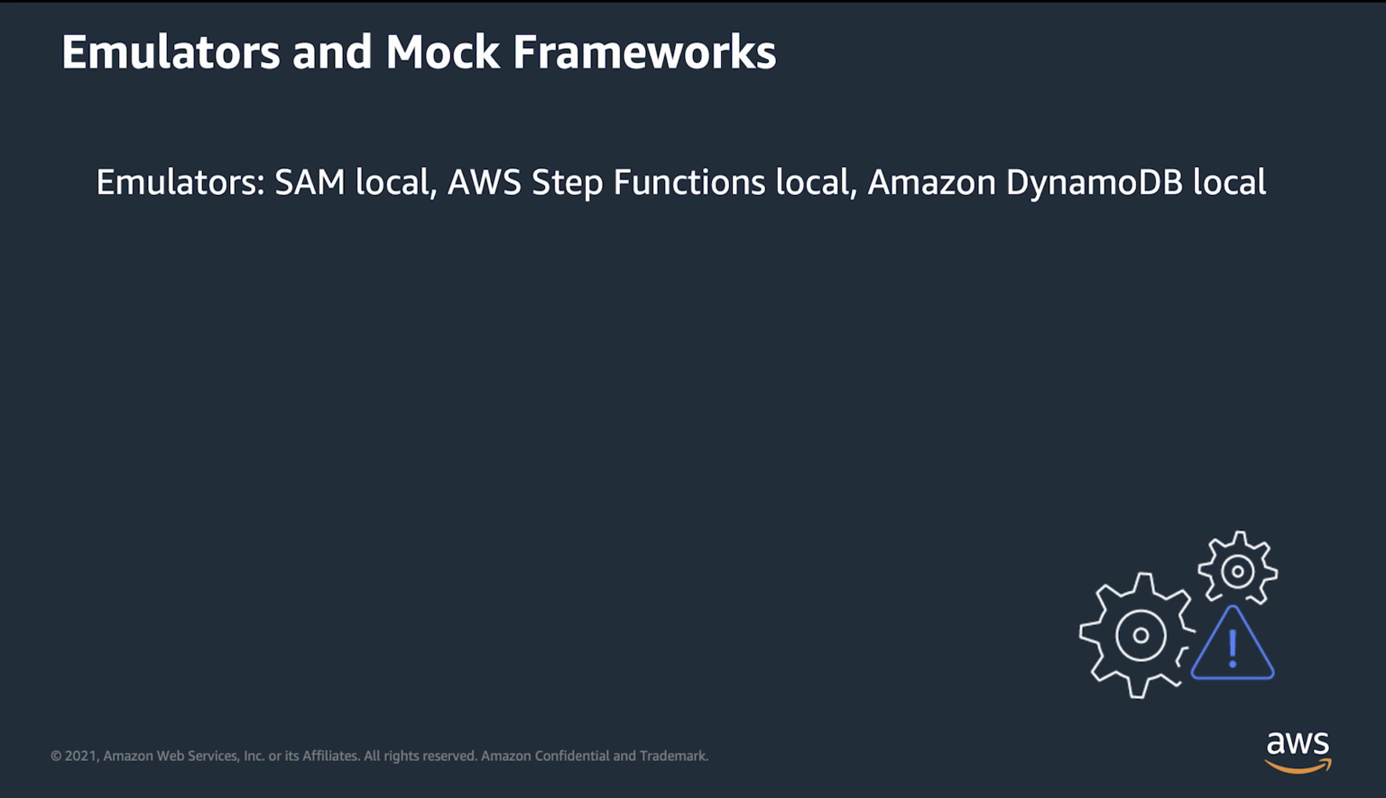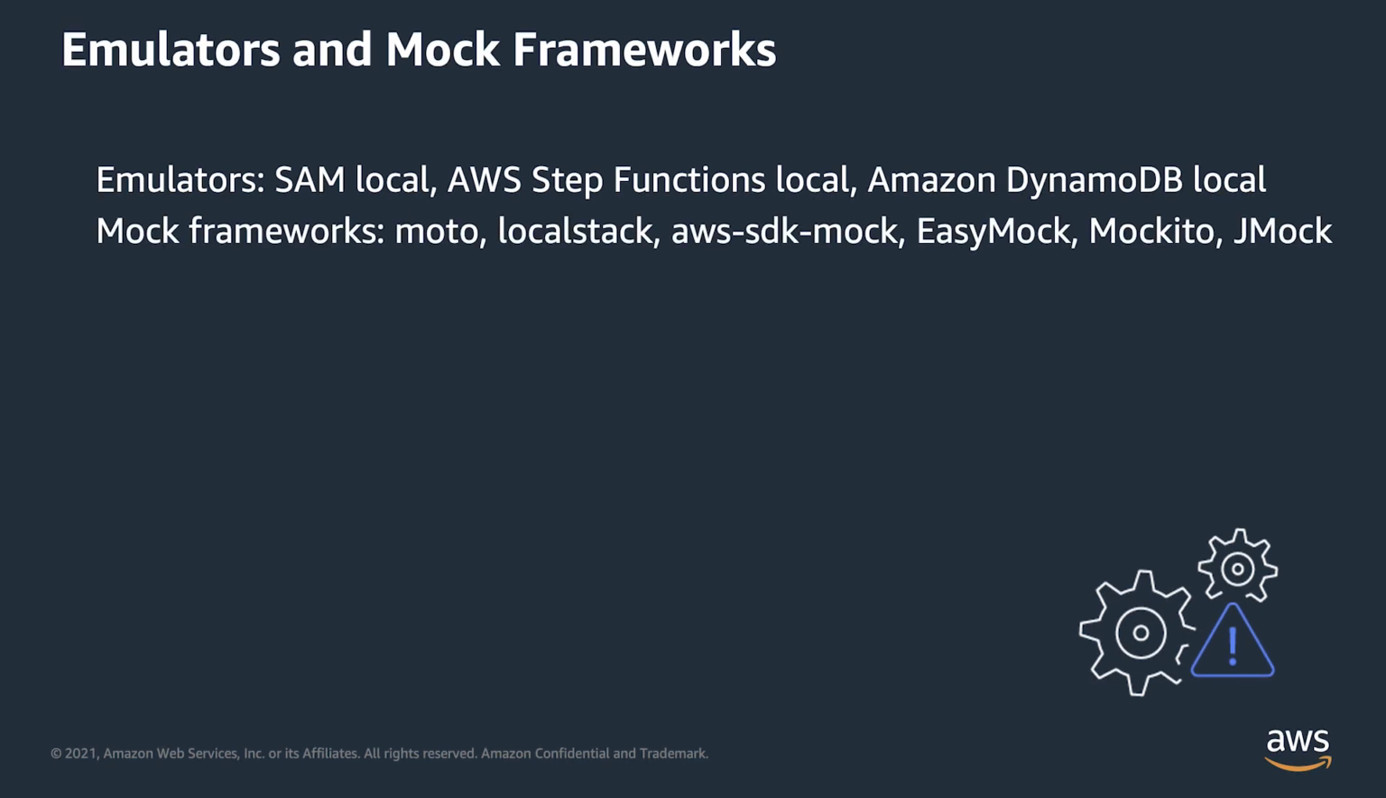And the other choice for performing local unit testing is to use mock frameworks. Mock frameworks are software libraries that generate replacement objects for external dependencies like cloud services. There are mock libraries like Moto, LocalStack, and AWS SDK Mock that have been specifically designed for AWS services. And then there are more generalized mocking frameworks like EasyMock, Mockito, JMock, and others. And there are dozens to choose from.